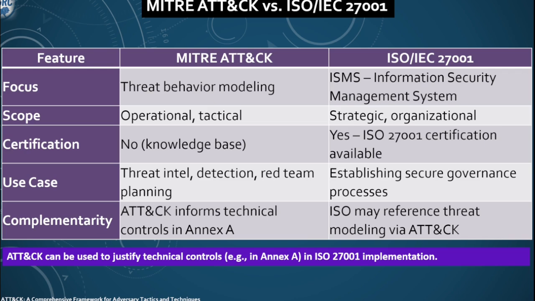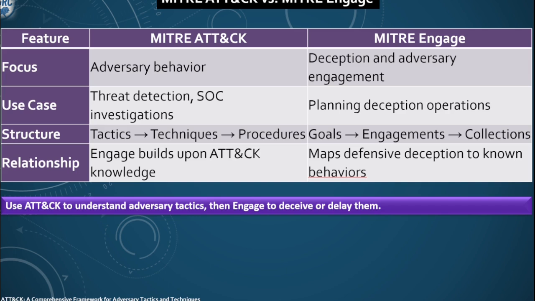The next is MITRE ATT&CK versus ISO 27001. ATT&CK in this case can be used to justify the technical controls of ISO 27001. That's one big piece which can be used as reference. So anyone who already has ISO 27000 implemented can use ATT&CK to complement their implementation. Similarly, between ATT&CK and Engage, ATT&CK can be used to understand the adversary tactics, which we know by now, and then Engage to deceive or delay them. That's the objective of the whole framework.